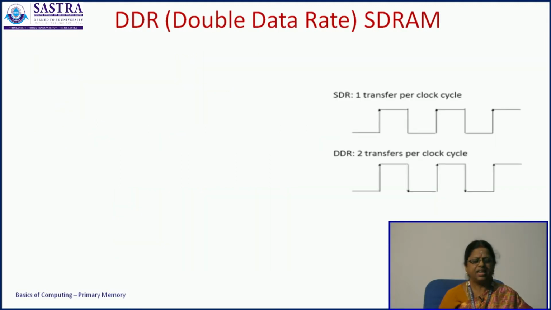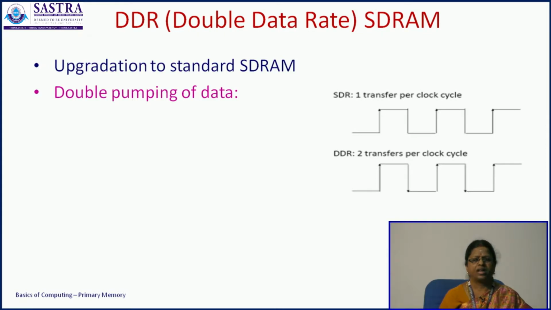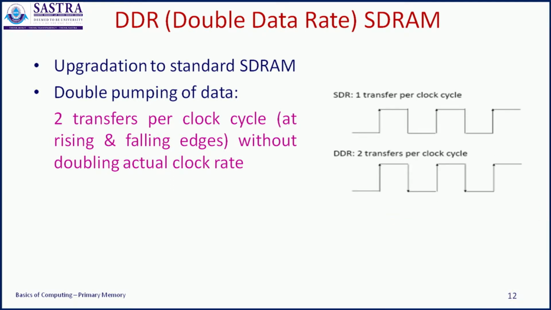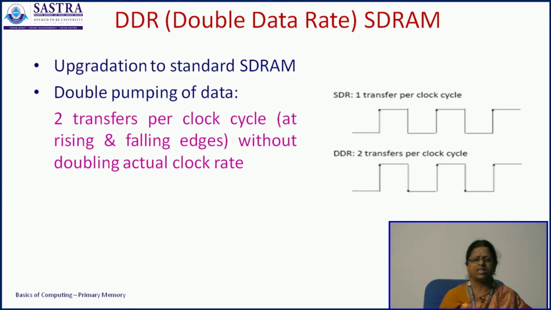Next is the DDR SDRAM, which is double data rate SDRAM. It is an upgradation which has been done to the standard SDRAM, wherein we have got double pumping of data. What do you mean by double pumping? It means two transfers occur per clock cycle, one at the rising edge and other at the falling edge, without doubling the actual clock rate.